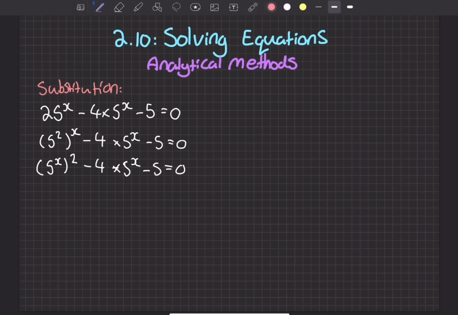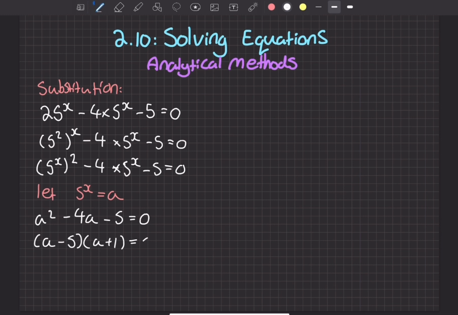And this is where you can use substitution. You let 5 to the power of x equal a. You substitute in a instead of 5 to the power of x. So now you have a squared minus 4a minus 5 equals 0, right? You just put the a here and here instead of 5 to the power of x, and you have a quadratic. And you can use the quadratic formula to solve this, or you can just factorize.